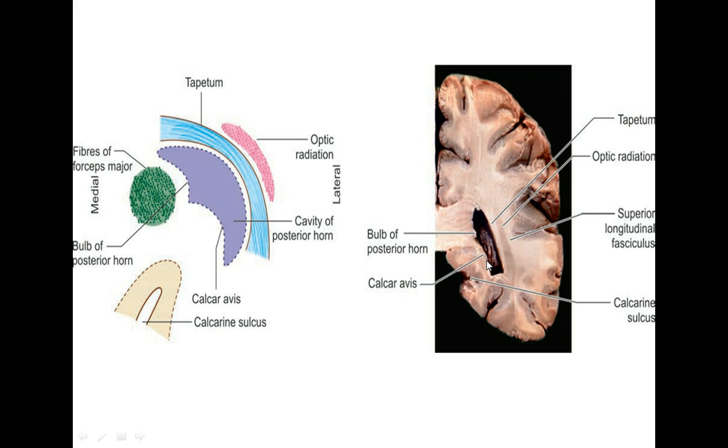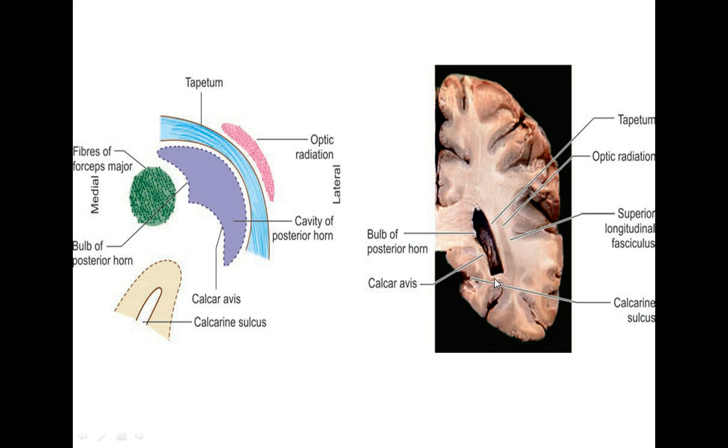The uppermost is the bulb of the posterior horn, which is produced by the fibers of the forceps major as they run backward from the splenium of the corpus callosum. The lower elevation is called the calcar avis. It represents white matter pushed in by the formation of the calcarine sulcus.